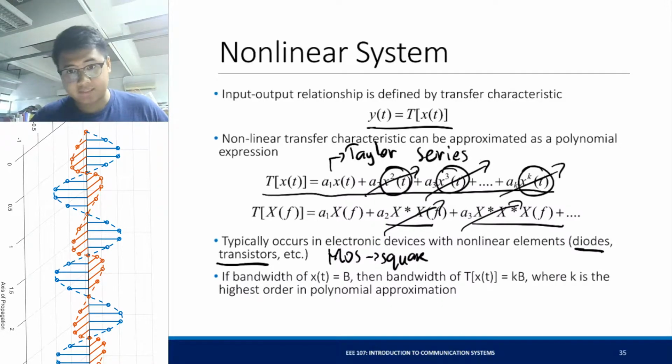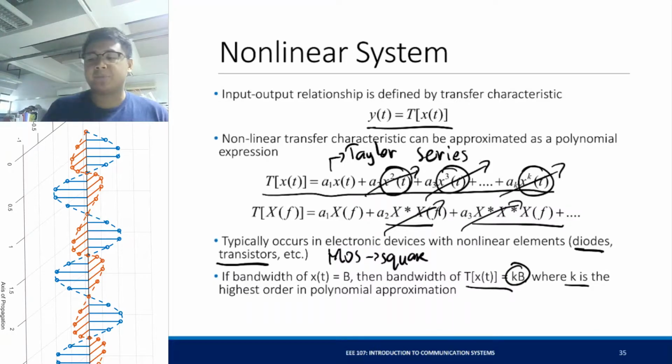If the bandwidth of x of t is equal to some B, then the bandwidth of the transfer function is equal to k times B, where k is the highest power. So the nonlinear system distorts the frequency response, okay, and increases the bandwidth of the output signal. And of course, we want to save bandwidth, so a nonlinear system does not really help.